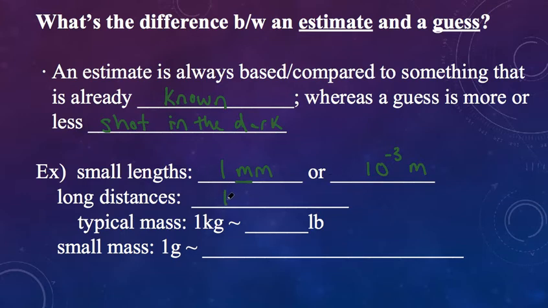Long distances, we might say kilometer. The kilo stands for 1,000, so that's 1,000 meters. When we're trying to compare kilograms based on what you already know, you're probably more familiar with pounds. So 1 kilogram is approximately 2.2 pounds. If we want to get an idea of how many kilograms your body mass is, take your weight in pounds and divide it roughly by 2.2. Small mass, a gram is about the mass of a paperclip.